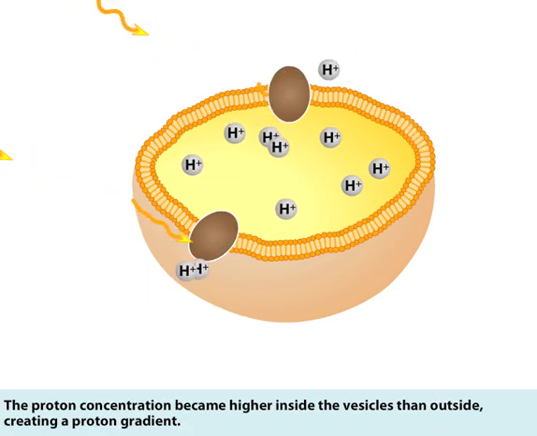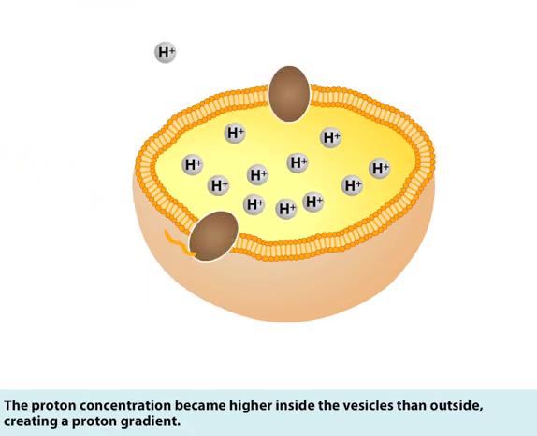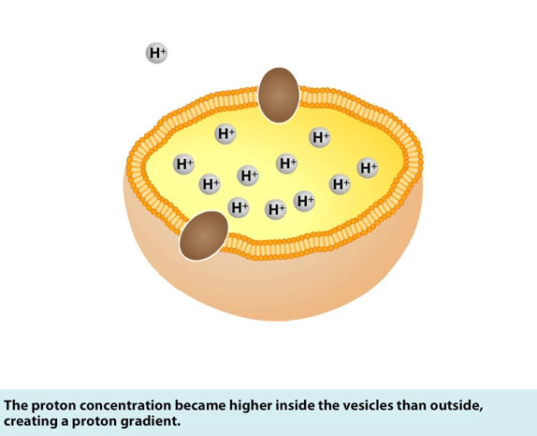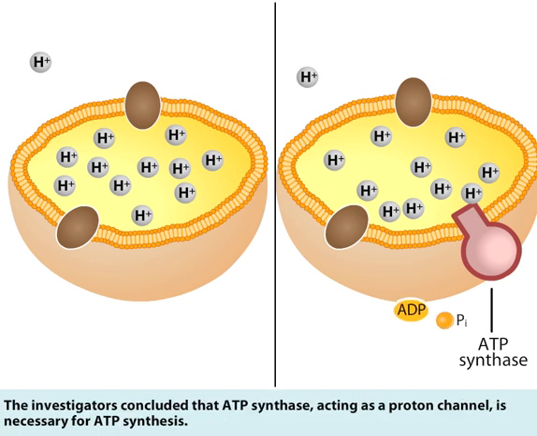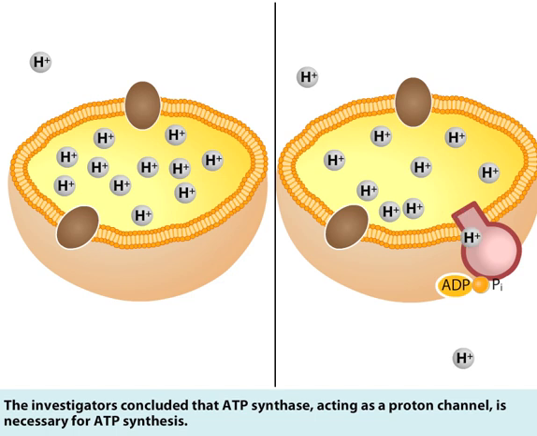The proton concentration became higher inside the vesicles than outside, creating a proton gradient. If ATP synthase from the mitochondria of cow cells was also incorporated into the vesicles, ATP formed. The investigators concluded that ATP synthase, acting as a proton channel, is necessary for ATP synthesis.